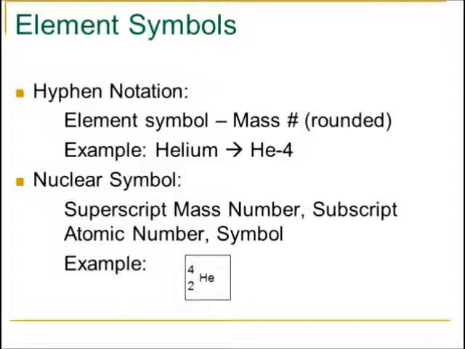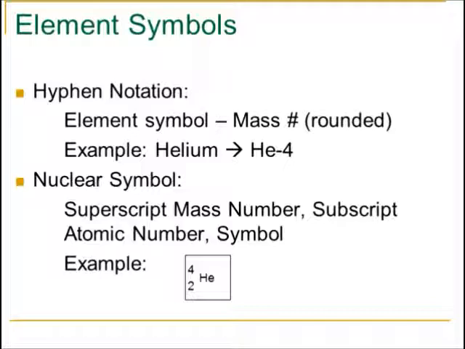Alright, element symbols. There's two different ways that we see this most often in chemistry. You have hyphen notation, which you see in your example there of helium. You have an element symbol, and then you have a hyphen, and then you have the mass number rounded to the nearest whole number. So your example of helium, you would see the element symbol He-4 because helium's mass number rounded is 4.